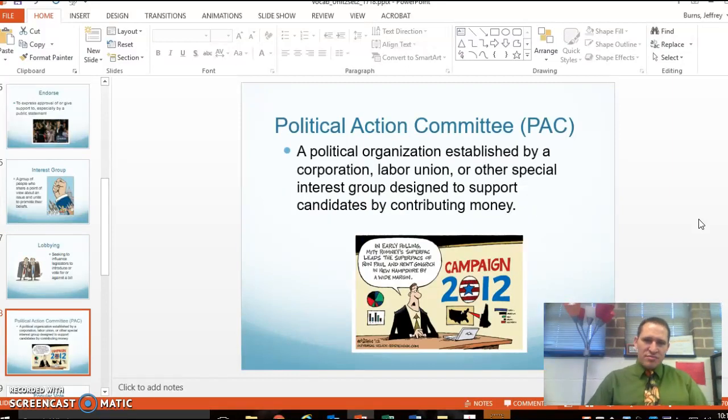PACs are the combination of interest groups, where interest groups or labor unions or corporations band together. And these political action committees pool their resources and their money together and contribute it to campaigns. That's a way that candidates fundraise, by accepting money from PACs, and the more money you raise in a campaign, the easier it is to win the election. We'll learn about that when we talk about campaign spending, but you'll see the influence that PACs and money have on elections.